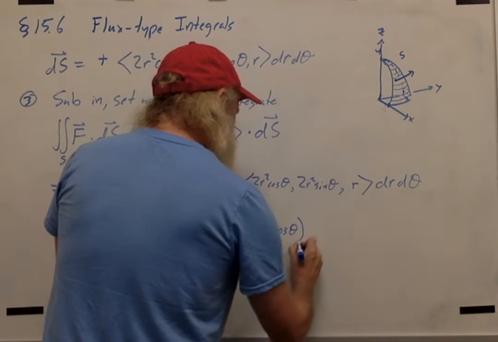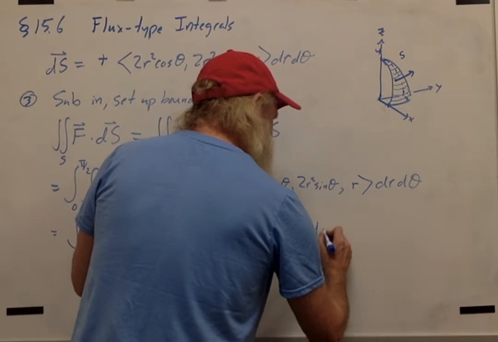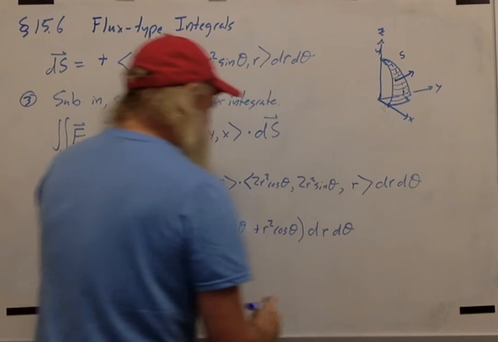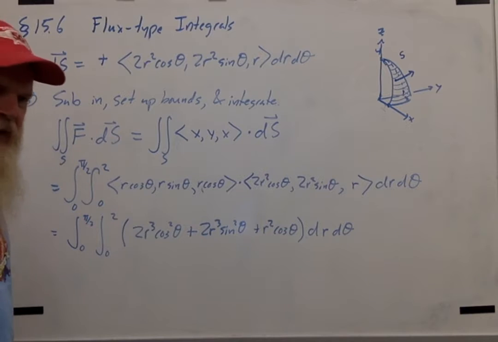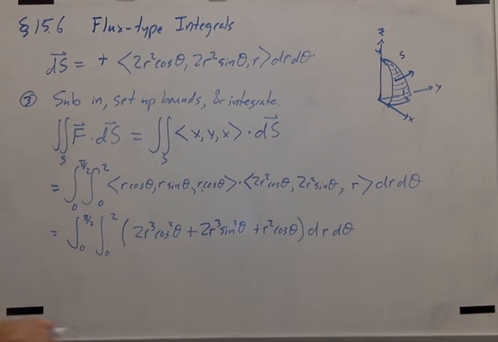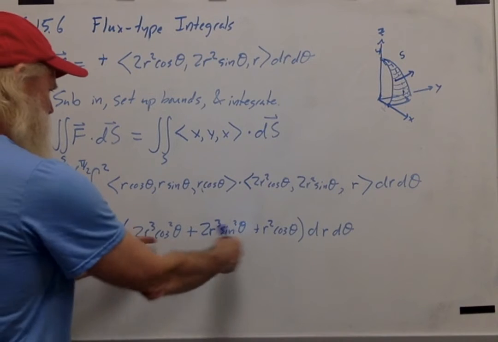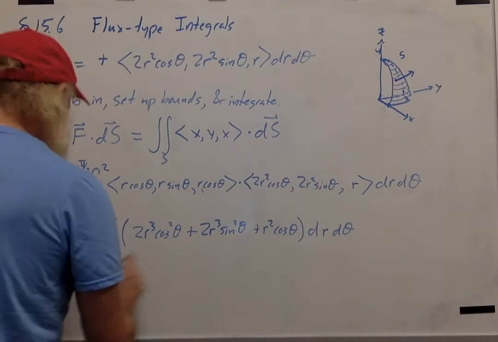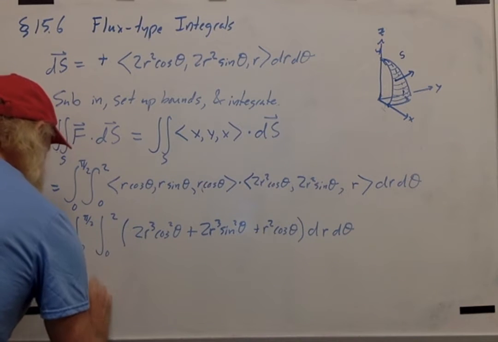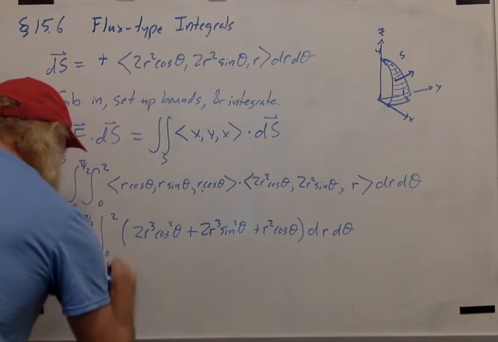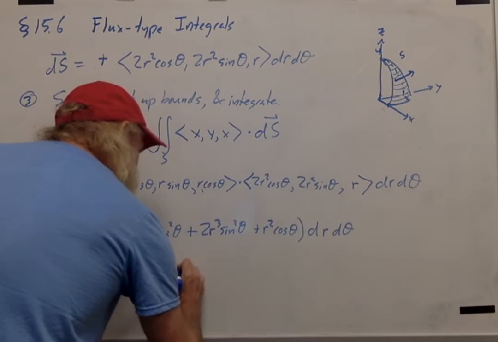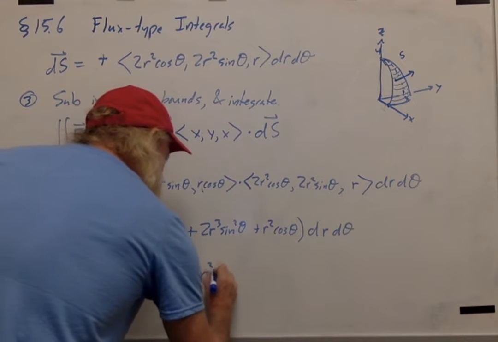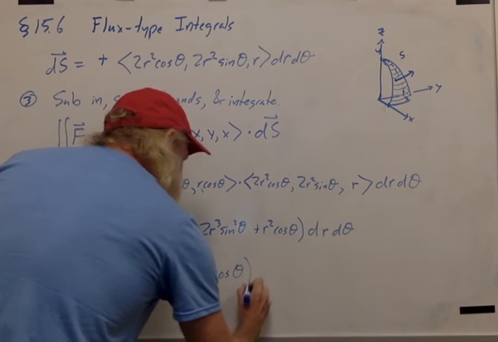Now remember, when you dot two vectors, you get a function. You'll get a scalar quantity. So these three things are added together. This is no longer a vector. And then the first two, I see that I have my sine squared plus cosine squared. Those can be combined to give me 2r cubed. So the integral from 0 to pi over 2, integral 0 to 2 of 2r cubed plus r squared cosine theta.